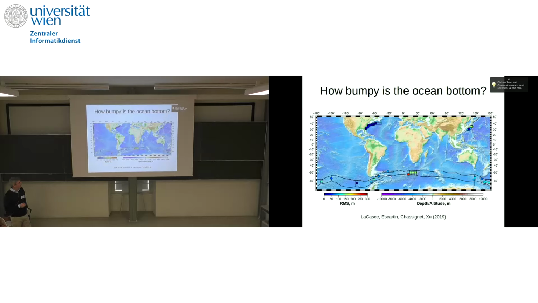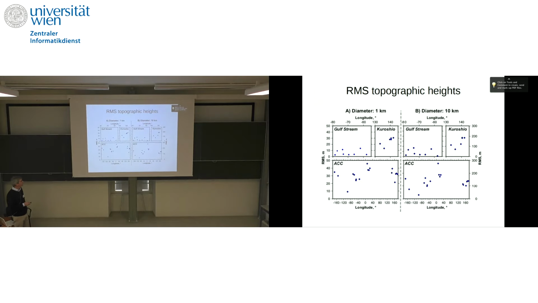But when they are doing seismic surveys on these ships, they can get to much better resolution. So he picked up data from these different regions, in the Gulf Stream, in the Kuroshio, and in the Antarctic Circumpolar Current, and calculated the RMS heights for these regions. This one on the left is for a 10-kilometer search region, this is for a 1-kilometer search region. In the ACC, the RMS heights are about 30 meters at the 1-kilometer scale, so 3 times larger than what we'd expect.